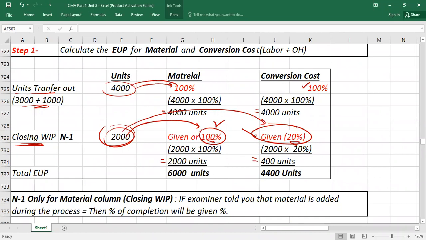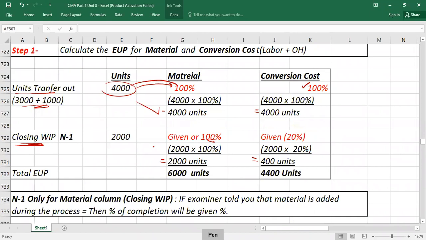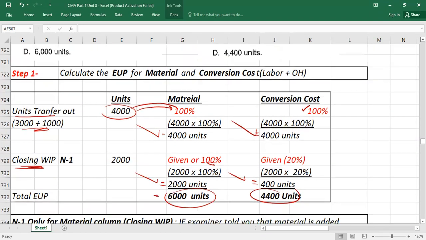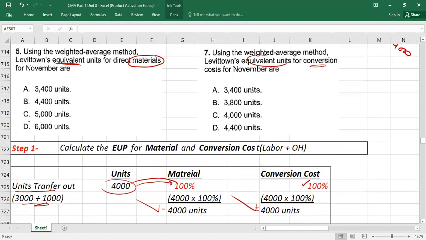So now we will add these values to get the final answer, equivalent units. I'll take 4000 plus 2000. Equivalent units for material is how much? 6000. 4000 plus 400. Equivalent units for conversion is 4400. It means for material the answer is 6000, and for conversion the answer is what? 4400. Clear? I'll do a little bit longer question also.